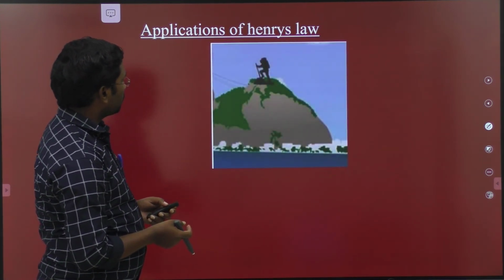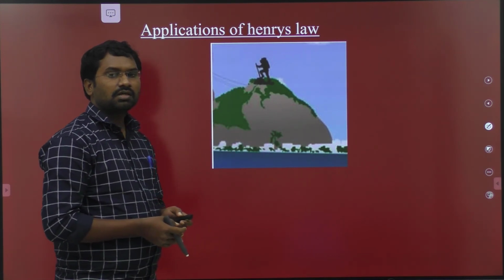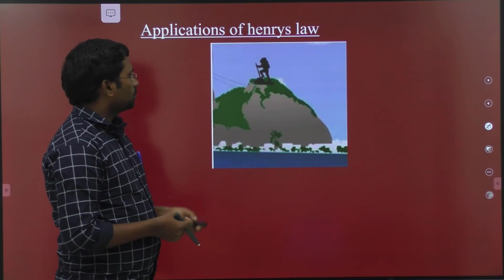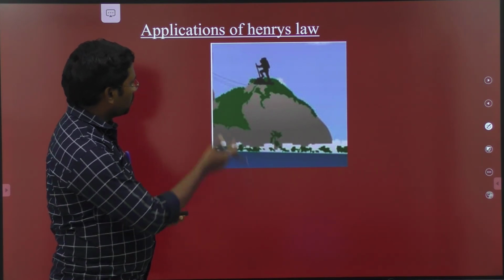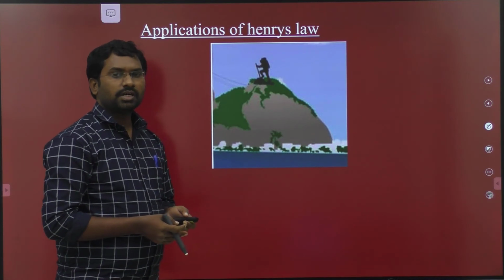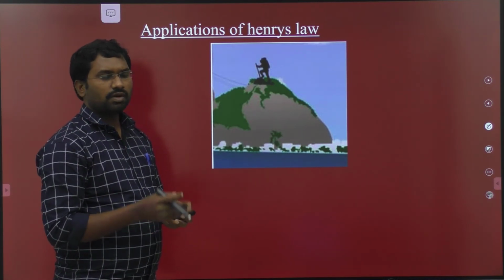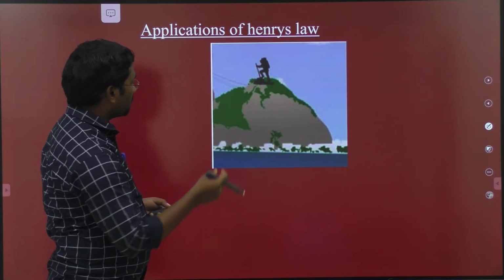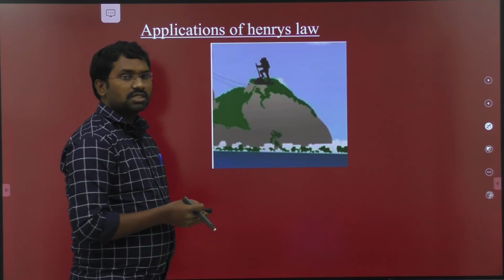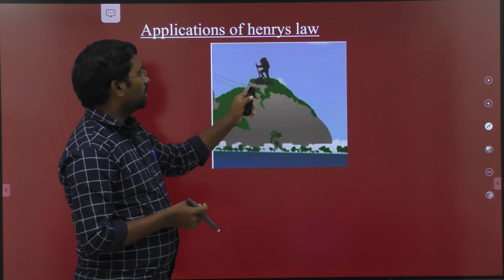So look at the first one. Look at the image. These are some climbers on the mountain. When the climbers move onto the mountain, at a high altitude there is not much atmosphere there. Less volume of oxygen is present. For breathing purposes, the climbers carry oxygen cylinders. In those oxygen cylinders, they have oxygen mixed with helium.